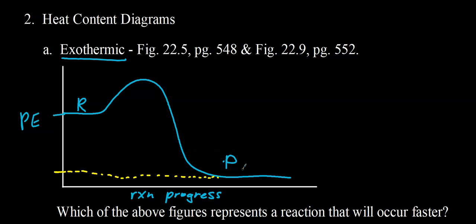Something else that we want to label on here is the activation energy. Now think about what I just told you about activation energy. Activation energy is the energy that you must add to the reactants to get them to react, to form products. So activation energy is from here, the energy of the reactants, to the top of what I call this hill. So from the reactants to the top of the hill, that is the activation energy.